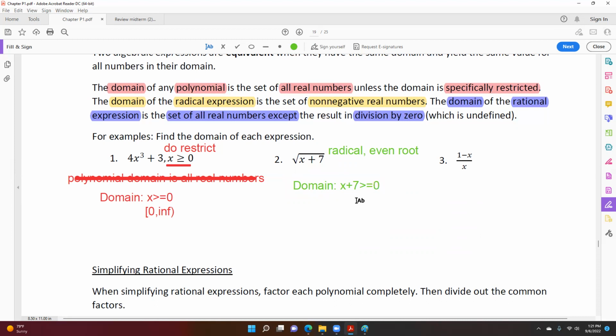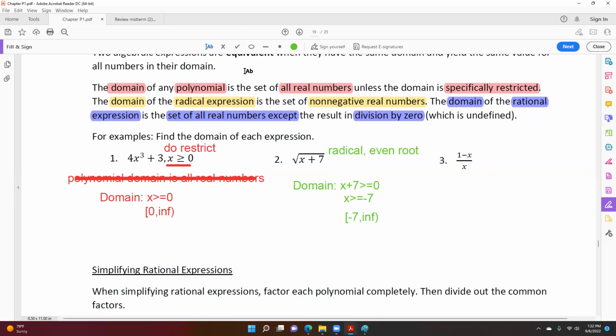So I subtract 7 on both sides. So x in this case is greater than or equal to -7. So this is your domain in this case. That means any number from -7 and above will make this positive. So your domain for this case is x is greater than or equal to -7. Or if you want, you can write this as -7 to infinity, if you want to put it in interval notation. So this is the domain for this question 2.